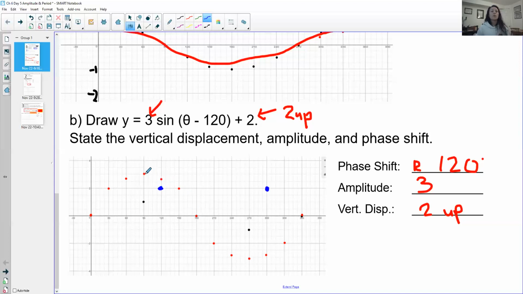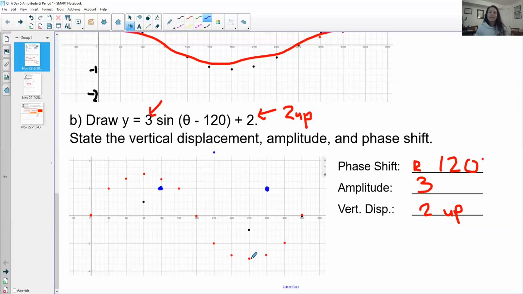So I'm going to move this one over 120 degrees. It's at 90. 120 plus 90 is 210. I'm going to be here, and then I'm going to go up 2 units. 1, now 2 is probably about there. It looks like it's just off of my grid. So that one is up in the right spot.